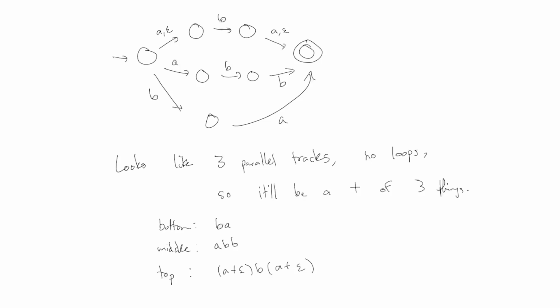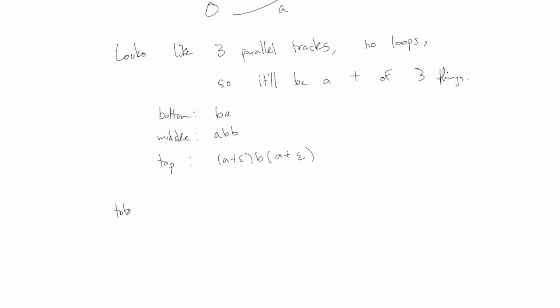You could also, I mean, there are other ways you could have done this. You could also say the top track is something like, there aren't that many possibilities, right? You could do A, B, A, or you could skip this A and just do B, A, or you could skip that A and do A, B. So you could just plus all of those things if you want. A, B, A plus B, A plus A, B plus B. I think that's it. I think I said all the combinations. There's not that many ways to get from here to here, and you can just write them all out with pluses. But anyway, my final answer is the total thing would be BA plus ABB plus this other thing, A plus epsilon, B, A plus epsilon. All right, that's my final answer for the regular expression.